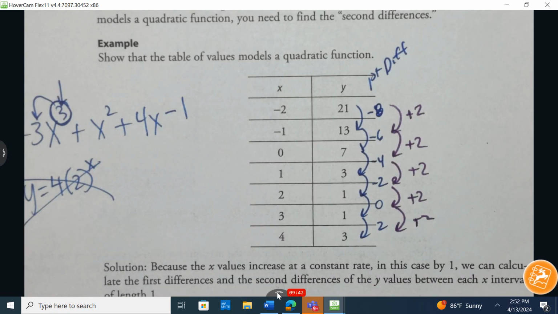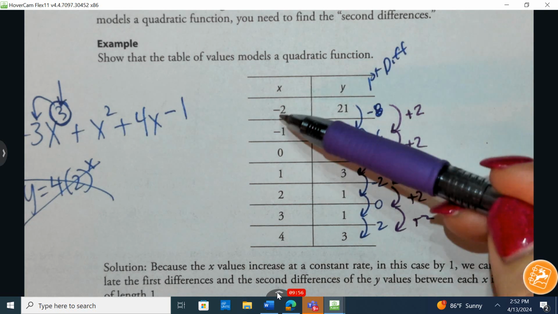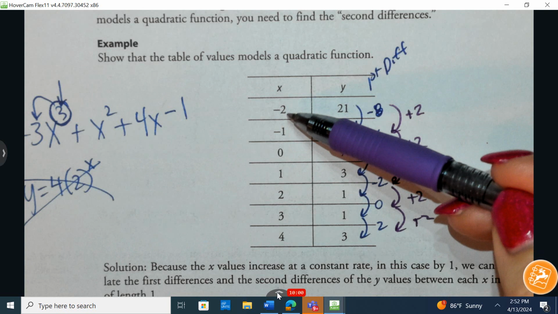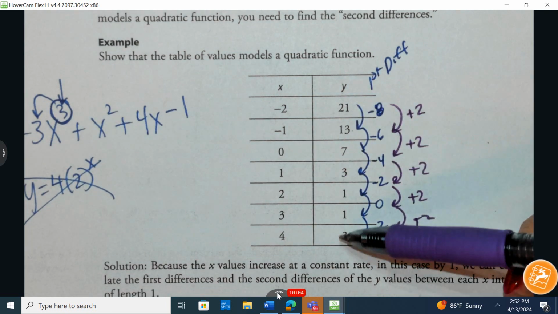Before we go on to our next page, we wanted to show how a table of values models a quadratic function. So if something models a linear function, this is all going back to freshman level math, as we look at the output values, we have to make sure that when we look at the x values, they're consistent. So we're consistently going up by 1. That's first, before we analyze the output values.